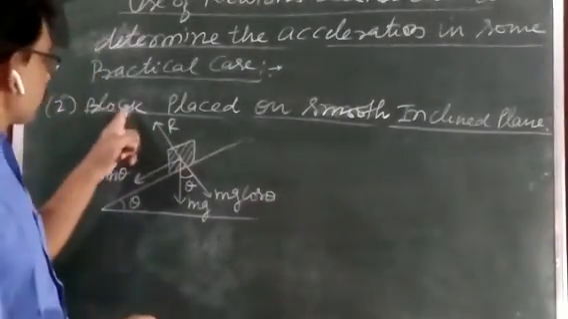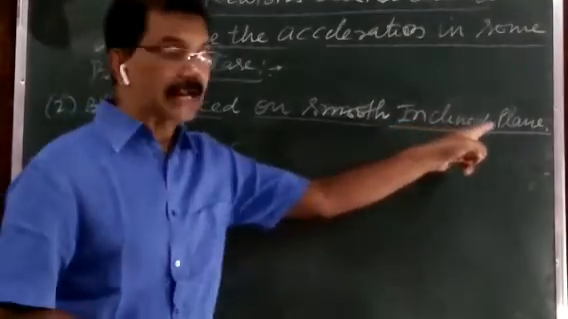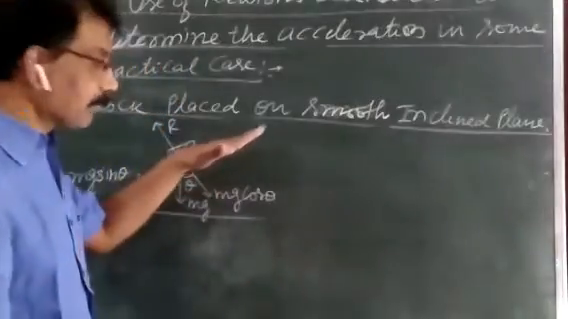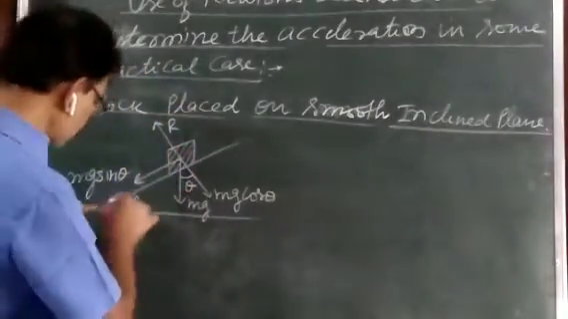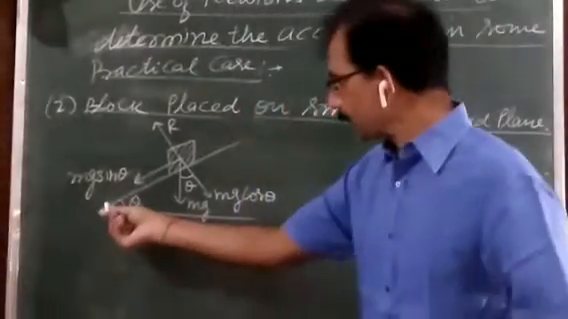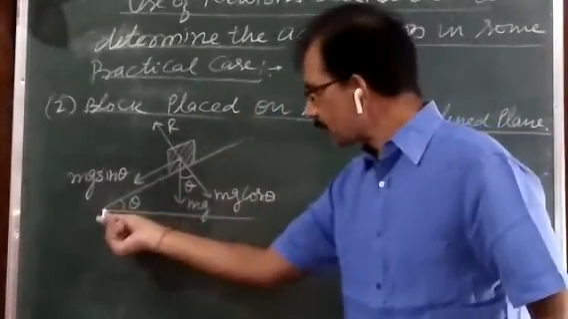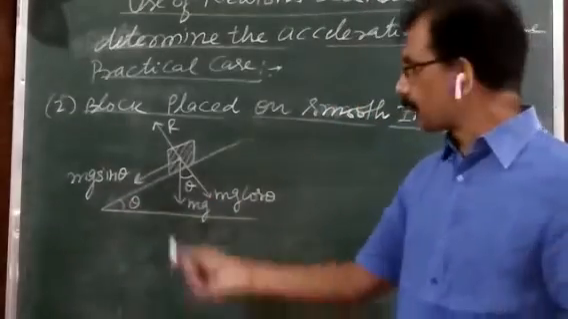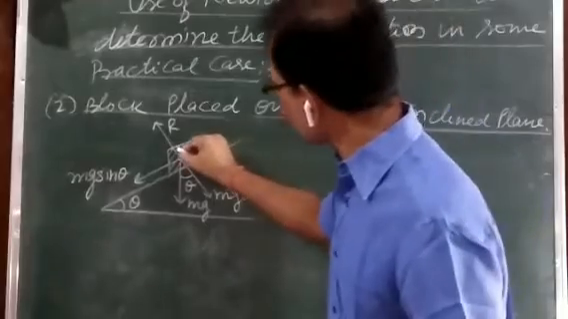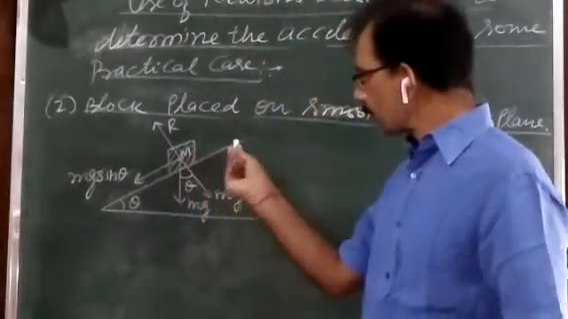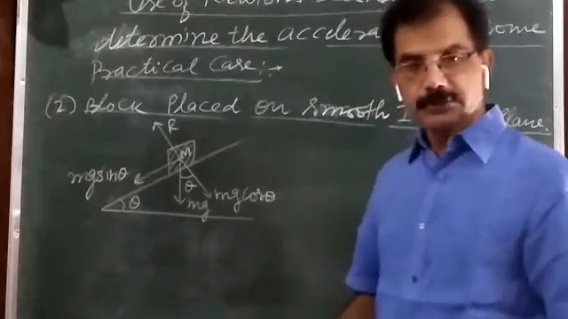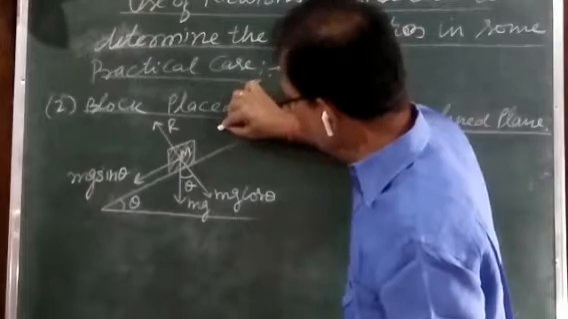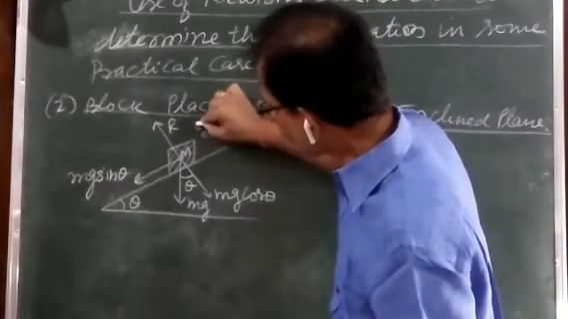Now next case, second case, block placed on a smooth inclined plane. Earlier that block was placed on a smooth horizontal plane, but here on what plane? Inclined plane. Suppose this one is an inclined plane. ये एक inclined plane है, which makes what angle with the horizontal? Which makes angle theta with the horizontal. And when a block of mass m, suppose this block of mass m is placed on this inclined plane, with what acceleration will this block slide? ये किस acceleration से ये block slide हो रहा है? मान लो this block slides with the acceleration a.